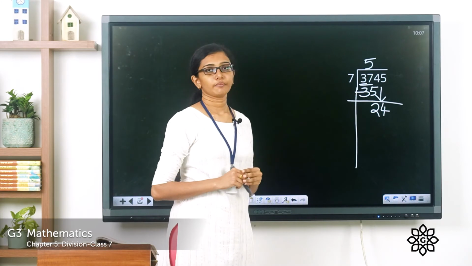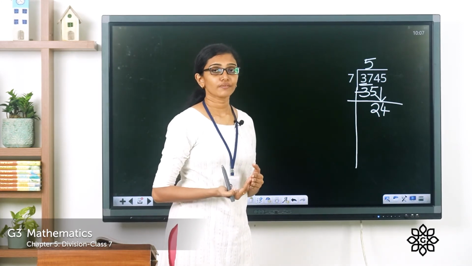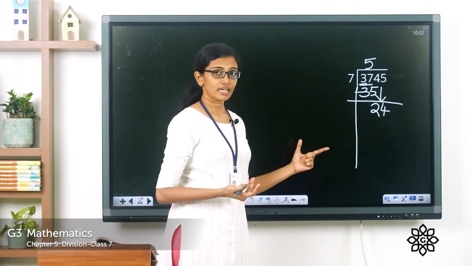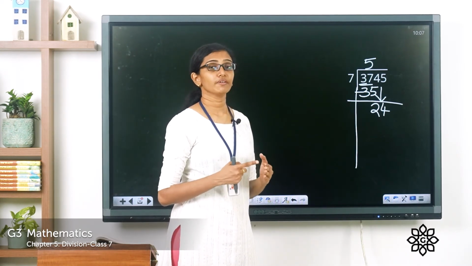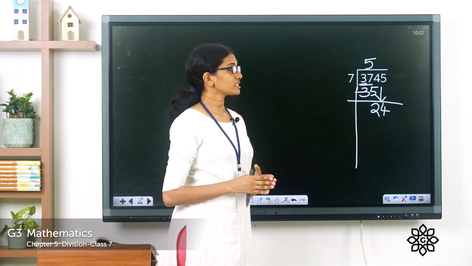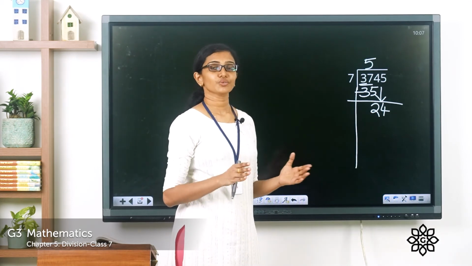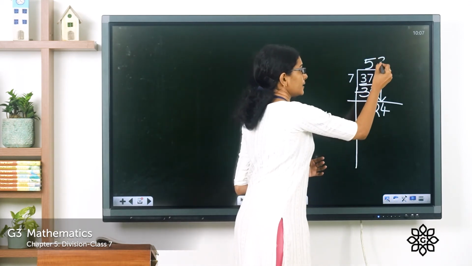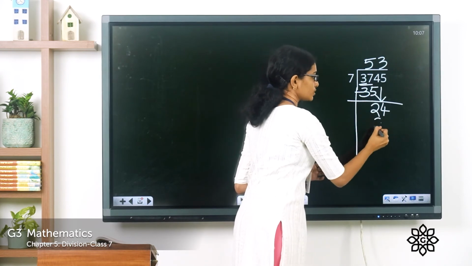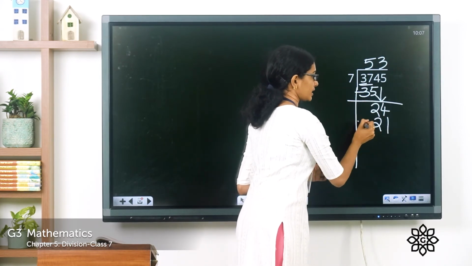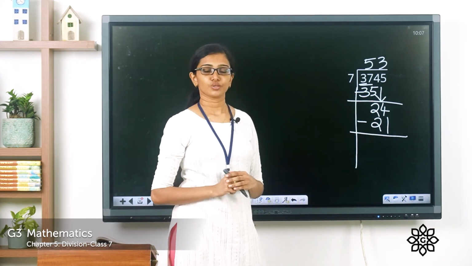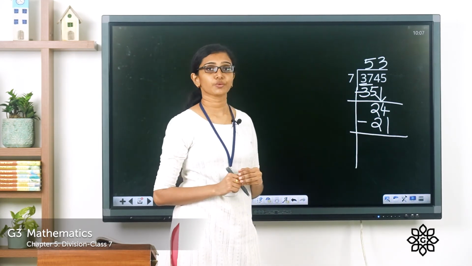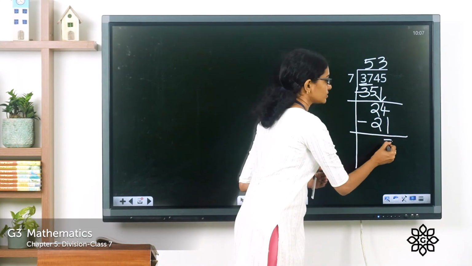24 divided by 7. Reciting the table of 7 once again. 7 ones are 7, 7 twos are 14, 7 threes are 21, but 7 fours are 28. So let's take 7 threes are 21. So write that 3 here. 7 3s are 21. Write it here, then subtract the numbers. 24 minus 21. And what is 24 minus 21? That is equal to 3.